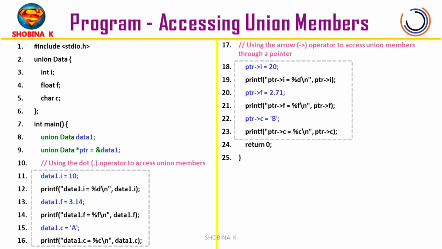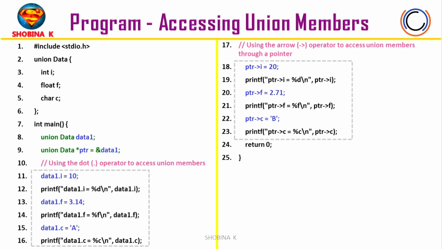Let's see an example which demonstrates the use of both the dot operator and the arrow operator with a union in C. First, include the standard IO library and then define a union. Here we define a union data with 3 members: an integer i, a float f, and a character c. Next, we have the main function, where the program execution begins, after which we declare a union variable and pointer. Here data1 is a union variable of type data, and ptr is a pointer to data1.